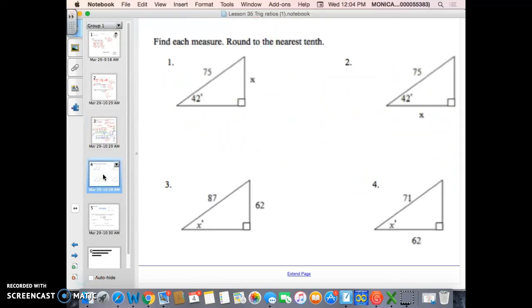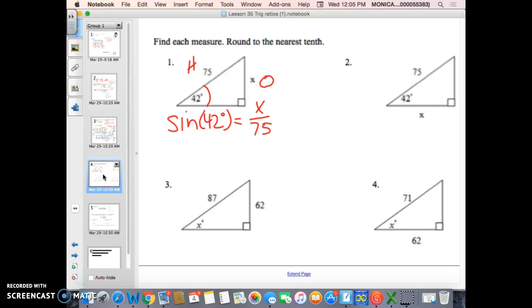So let's go ahead and practice these problems. Let's look at number 1. Okay, for number 1, we have our angle measures. So I'm looking from here. So I'm going to label this opposite and this label hypotenuse. So O over H is sin. So it's the sin of 42. And that's going to equal the ratio of x over 75.